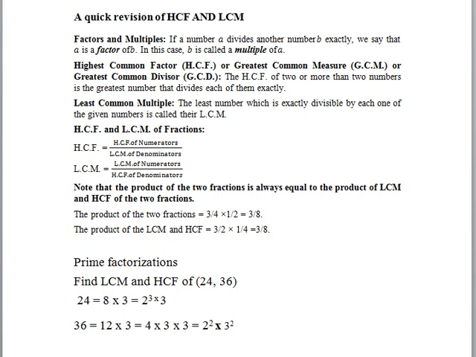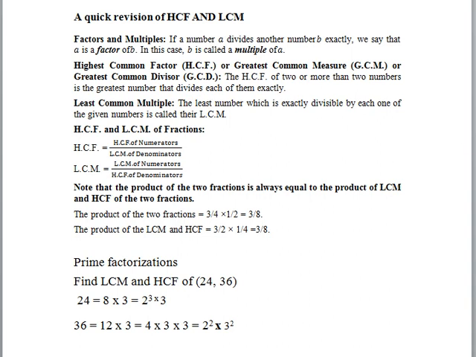So let us start with the revision. Factors and multiples: if a number a divides another number b exactly, then we can say a is a factor of b and b is called a multiple of a. For example, 12 can be divided by 3, so 3 is a factor of 12 and 12 is a multiple of 3, right?